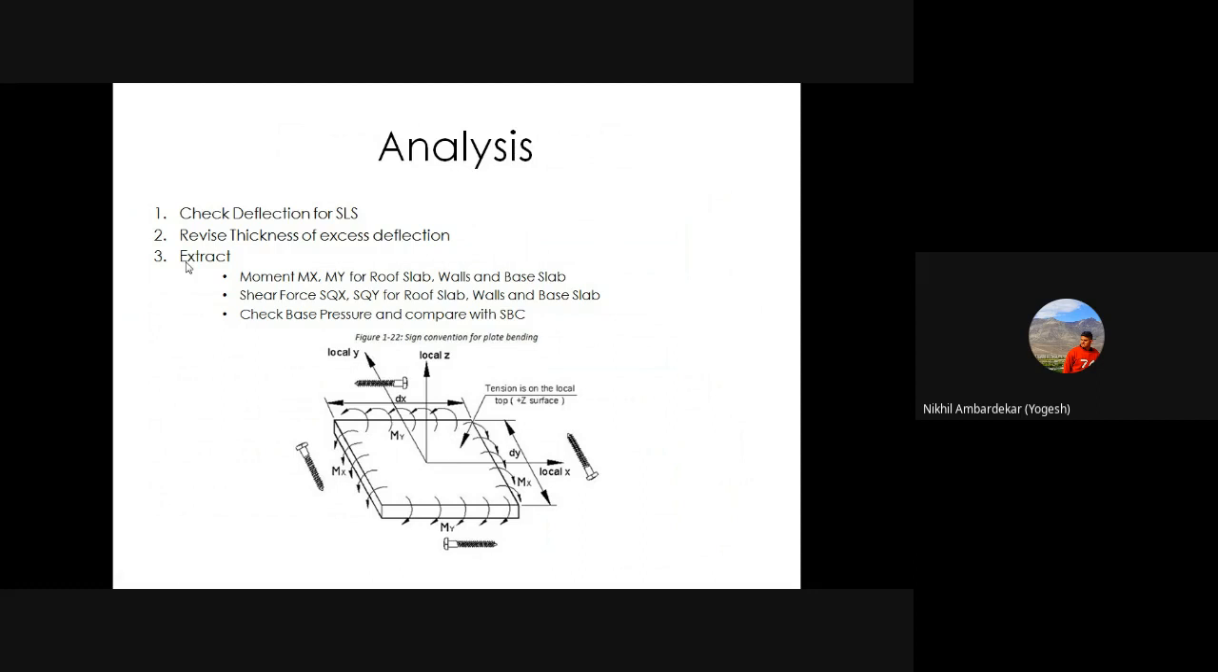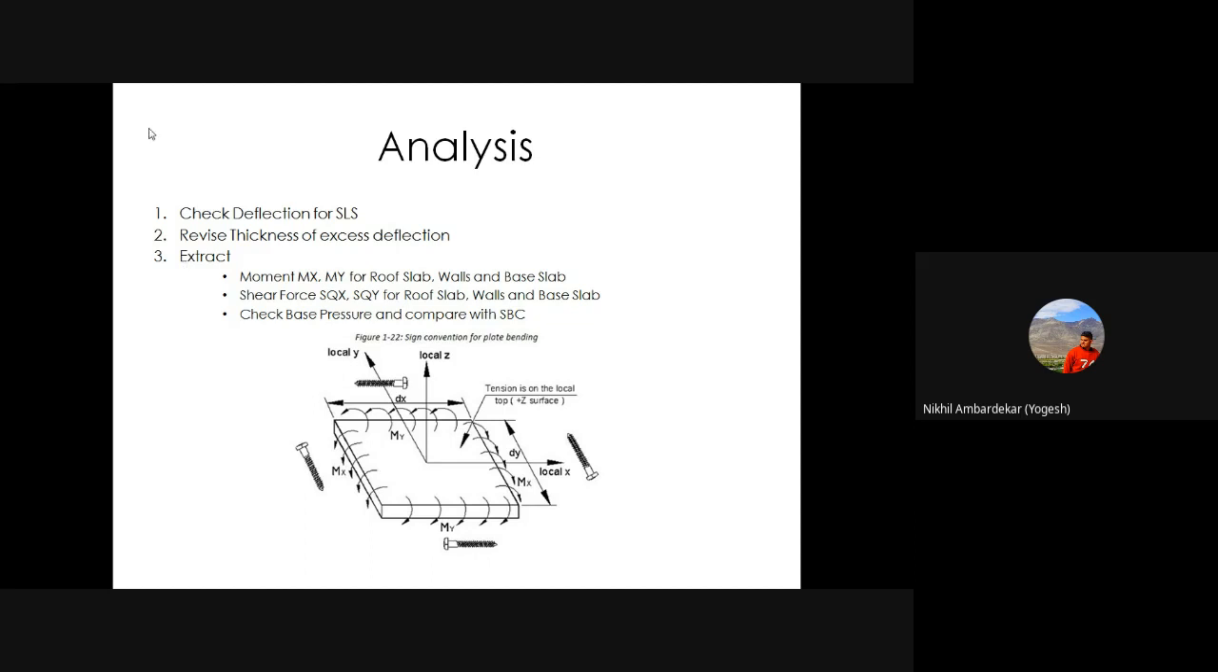But before that, we need to understand how each plate will behave. Our ultimate goal is to find Mx and My, the moment in the x direction and the moment in the y direction, for every element. We need to find it for the base slab, for all four walls, and for the roof slab. After that, we have to find the shear force also, in terms of Qx and Qy, because we get the shear force in both directions. So how do we find Mx and My?